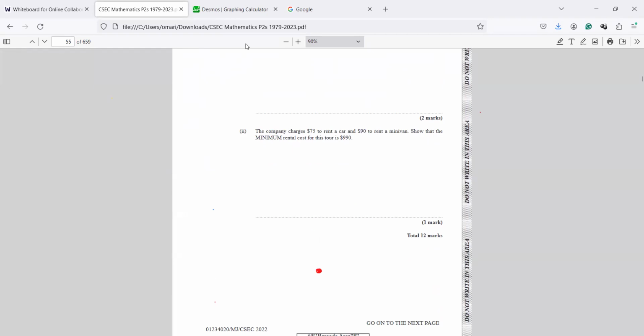It says the company charges $75 to rent a car and $90 to rent a minivan. Show that the minimum rental cost for this tour is $990.